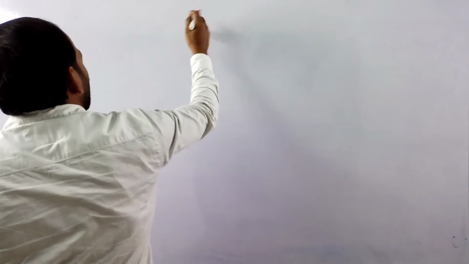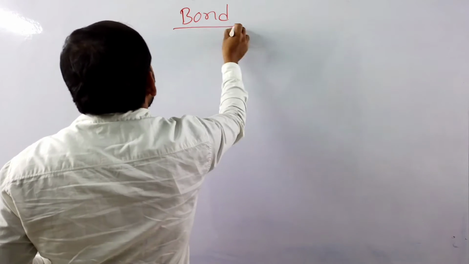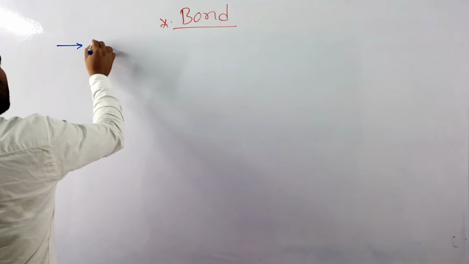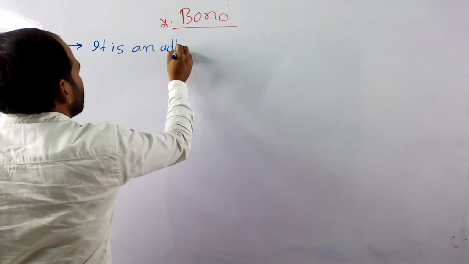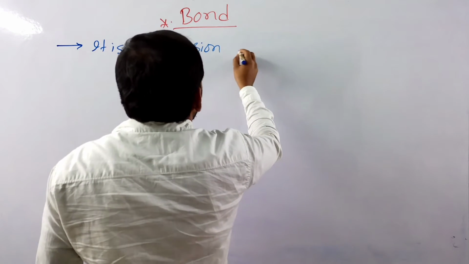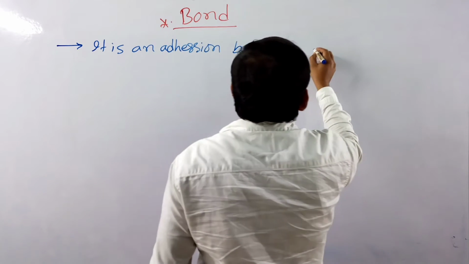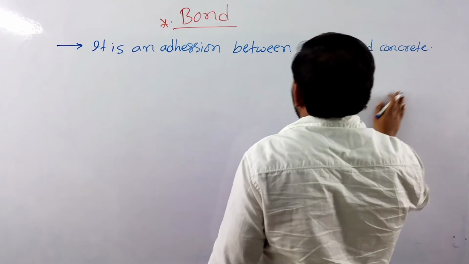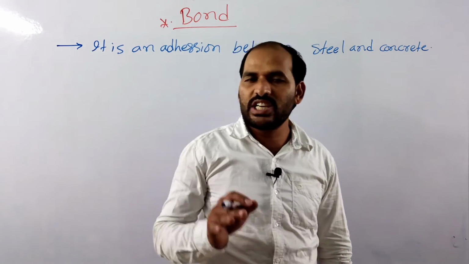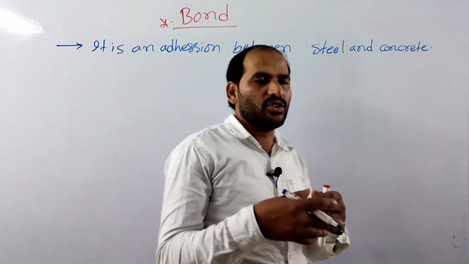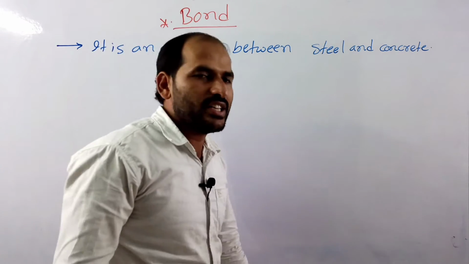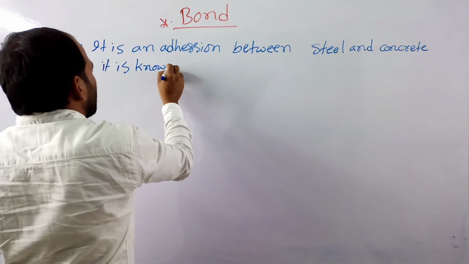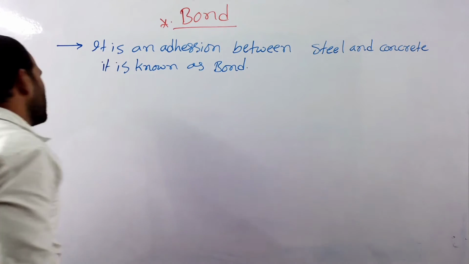So we will see the bond. What is bond? It is an adhesion between steel and concrete. Adhesion means attraction, right? So it is an adhesion between steel and concrete, and it is known as bond.